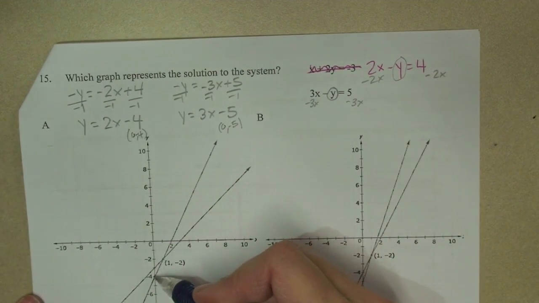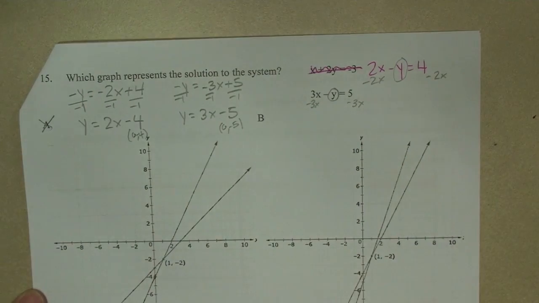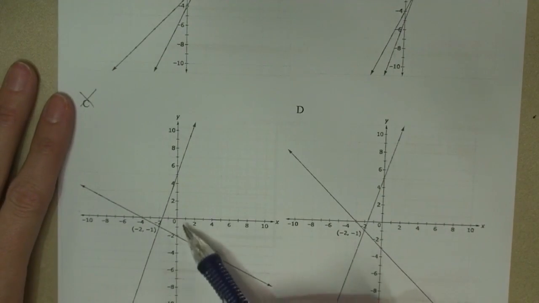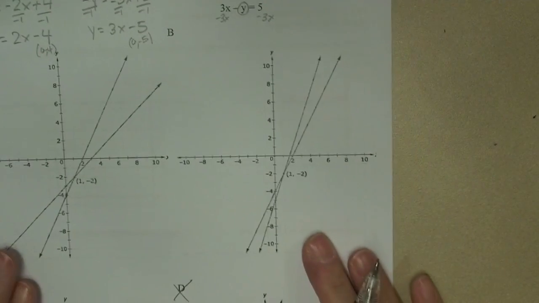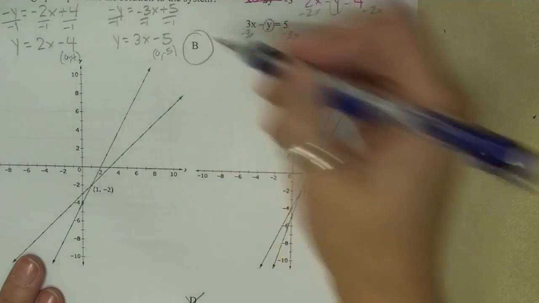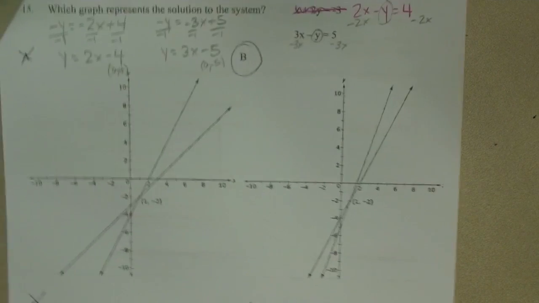So I'm looking here. Here's a -4, but this one doesn't have a -5, so it's out. This one doesn't have either one, so it's out on the bottom. C doesn't have either one. D doesn't have either one. B, oh, looky there. It has both. It must be this one. I didn't even have to check the slope. All I had to check was y-intercepts, and I'm good to go.